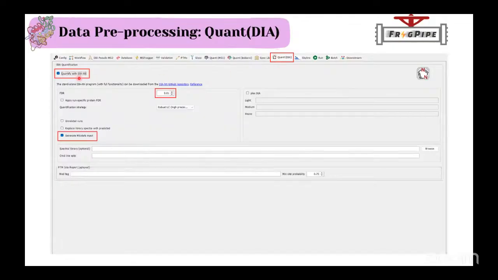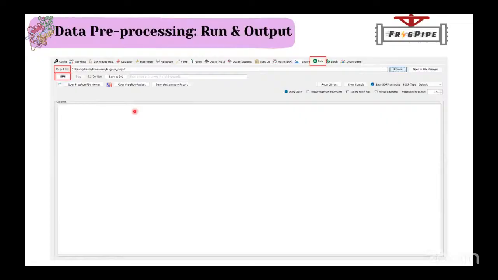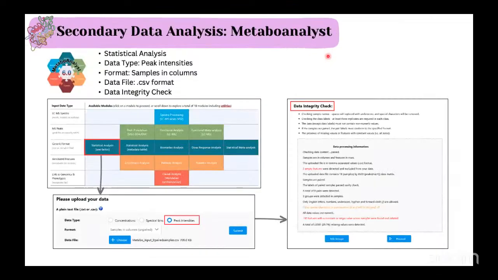We select DIA-NN. So what it does is that FragPipe has a built-in search algorithm, which is the DIA-NN algorithm, inside it. We select the search algorithm DIA-NN. For the FDR, we select 0.01, and we generate the MSstats output, which is also saved in this. Once this is done, you save the output folder, and then you just run the file. So now you get a protein by sample matrix which consists of the protein list as well as the intensities with it. You have to perform a secondary data analysis.